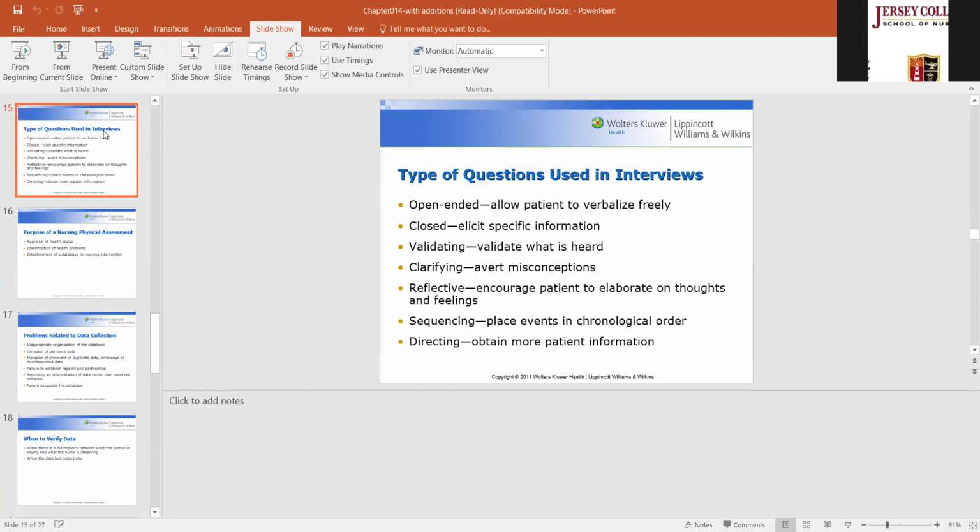We're validating. Okay, we're validating what is heard. We're clarifying any overt misconceptions. We're reflective. Okay, so when we don't understand something, we encourage the patient to elaborate on it and make sure we understand it. And then sequencing. So put these events in chronological order, and then obtain more patient information if needed. Questions on that?